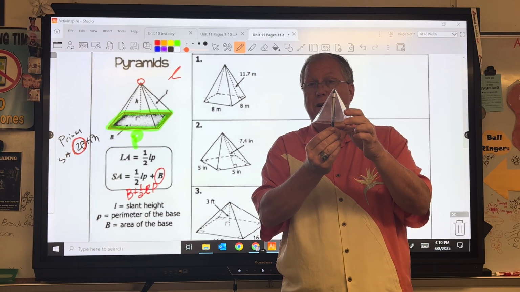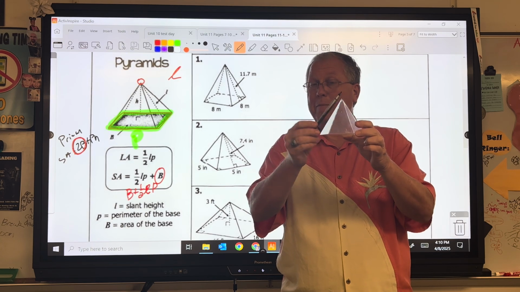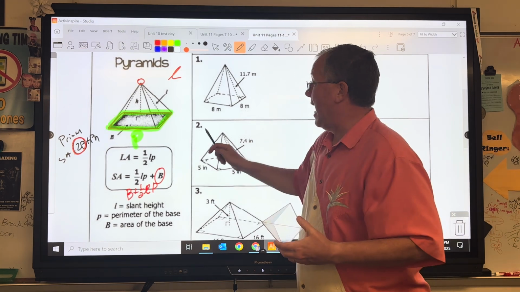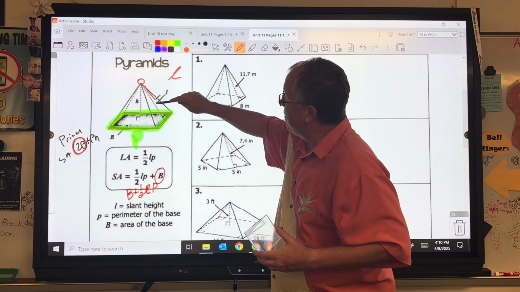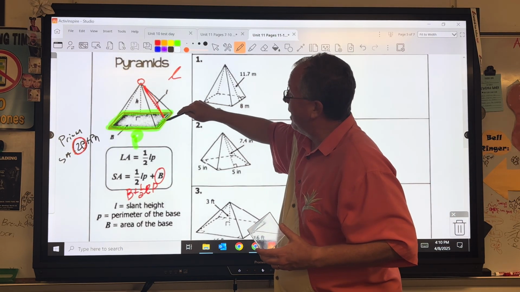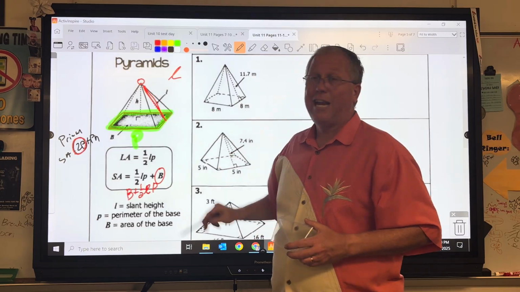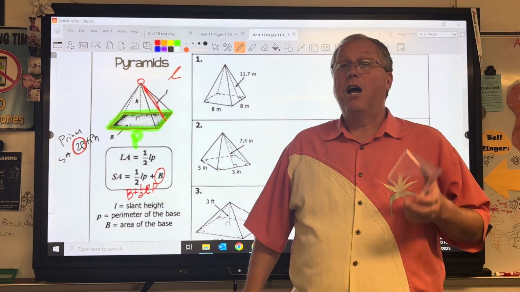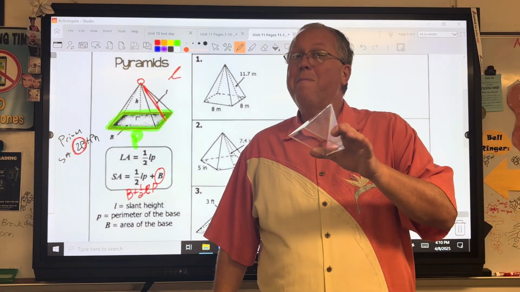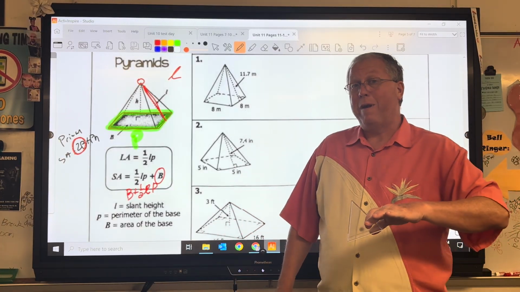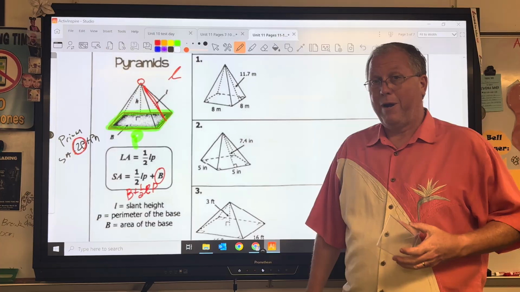This is the actual height of the pyramid. This is the slanted height of the pyramid. And that's what we need. That's what goes in here. That's what that italicized L is, and you'll see it sitting right there. That is my slant height. The actual height is in there. We don't use the actual height on a pyramid like this in the equation. We might use it to find information, but we don't use it in the equation, okay?